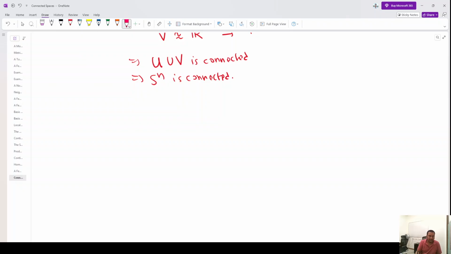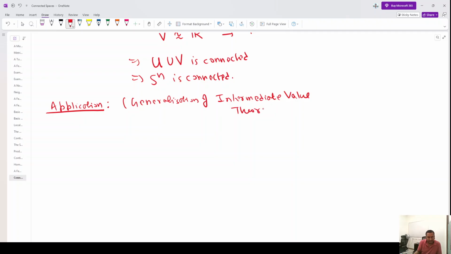So, application. So this is basically your, we call it, intermediate value theorem generalization. Intermediate value theorem.